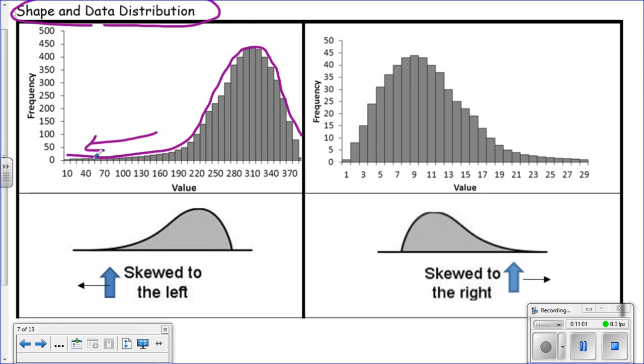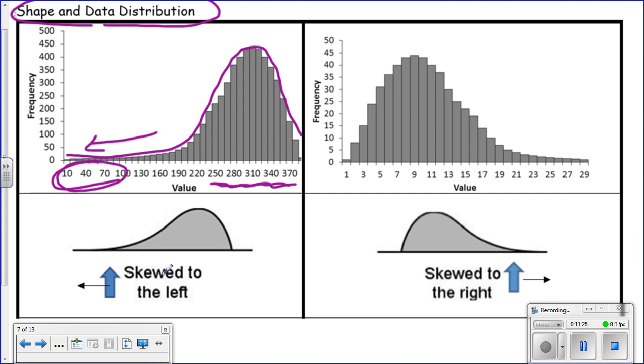So here we may have some extreme values as part of the data set that don't fit with all the other values. Look, most of the values are between 220 and 370. But we've got these values that are really low down here. And what that does is it pulls the data set lower. So it skews the data, and we say it skews it to the left.